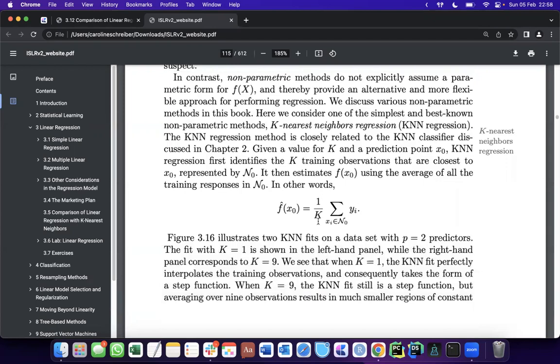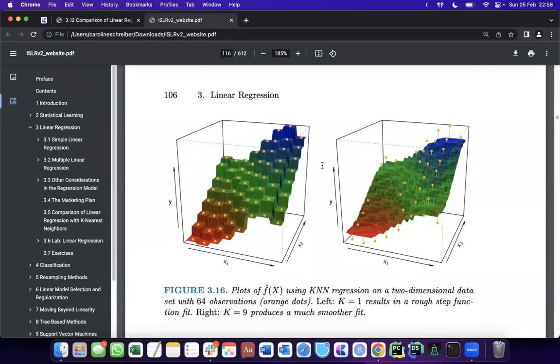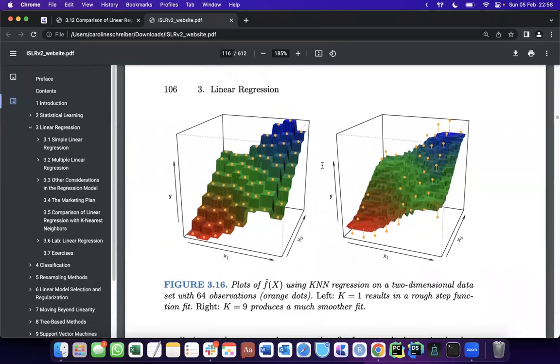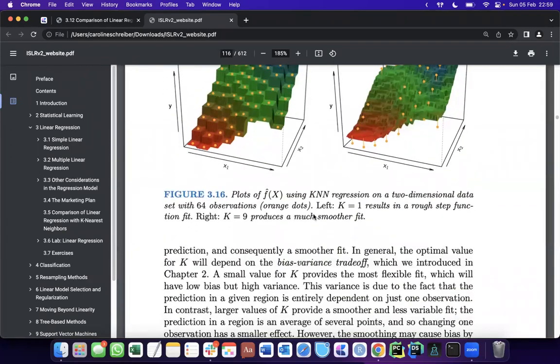So the reason why we may want to use KNN, k-nearest neighbors regression, is because it's non-parametric and more flexible. I know that in a couple of chapters' time, we're going to get into a lot more non-parametric methods. But if we scroll down here, k is a different number. It's saying, if you have a point, how many points around that point will you be taking into consideration? So this is k equal to 1, and we can see that kind of blocky, rough fit. But if we take k equal to 9, a much smoother fit to the data.